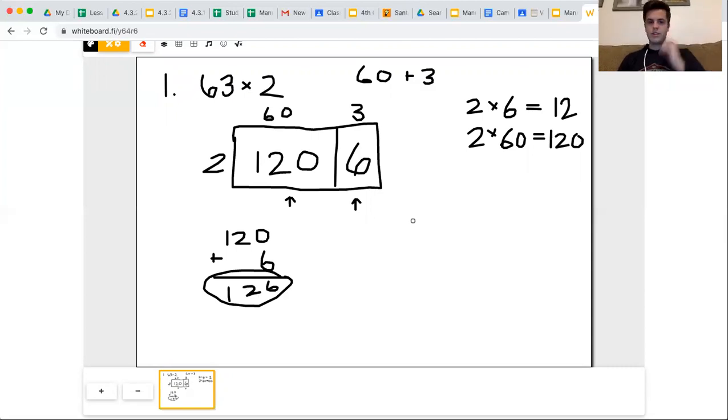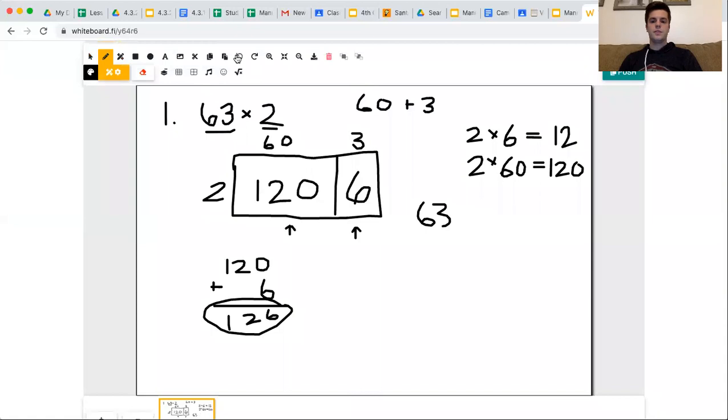We're going to use the standard algorithm. So the way that we do the standard algorithm is we put the bigger number of the problem on top and the smaller number on bottom. So let's just go like this. 63 times 2. Oh, no, I did it wrong. I did it the same way as before. Here we go. 63 times 2. We stack it like this.